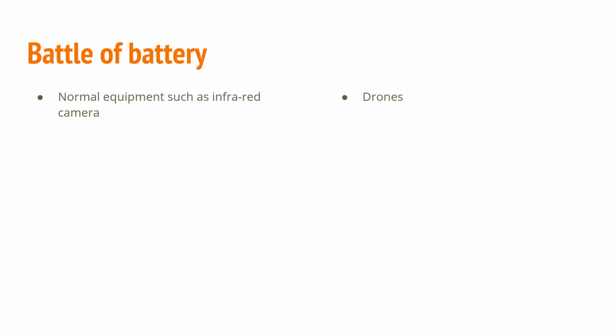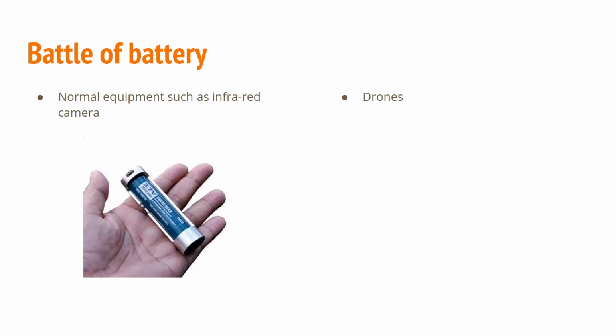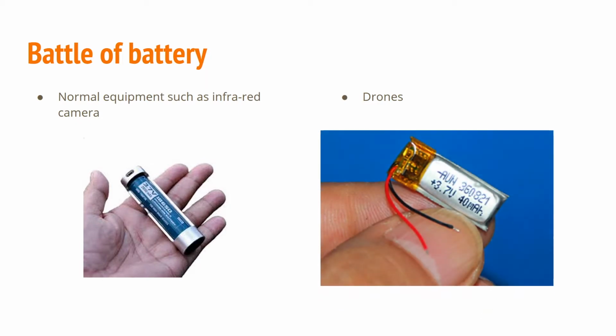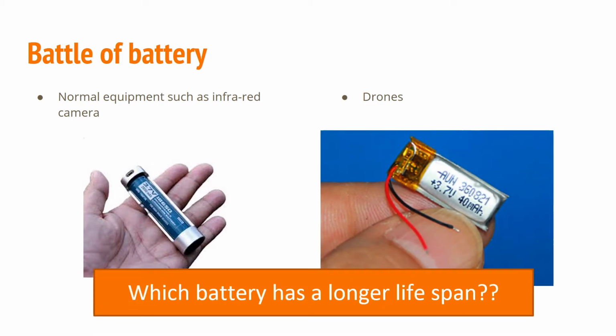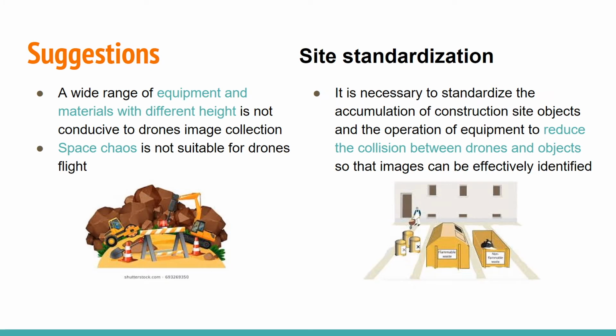Now, let's have a wild guess game. When compared to the size of the battery of normal equipment and drones, which one do you think has the longer battery life? Apparently, it is the normal battery. As drones are small and they are sustained by the micro battery, their lifespan are very short and due to the ineffectiveness of charging. This is one of the greatest disadvantages of drones application.